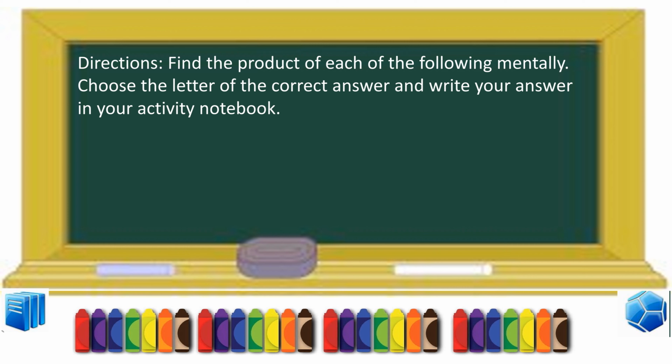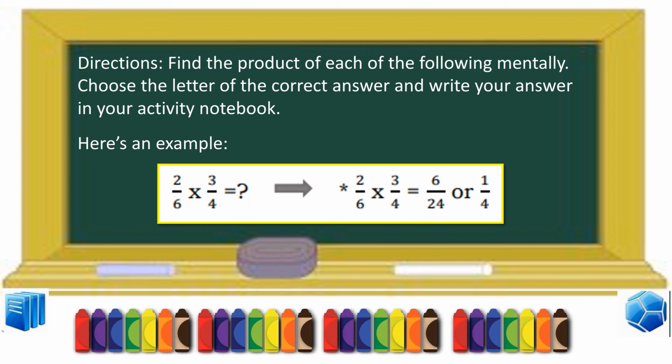Let's have a review from the previous topic. Directions. Find the product of each of the following mentally. Choose the letter of the correct answer and write your answer in your activity notebook. Here is an example. 2 over 6 times 3/4 equals blank.